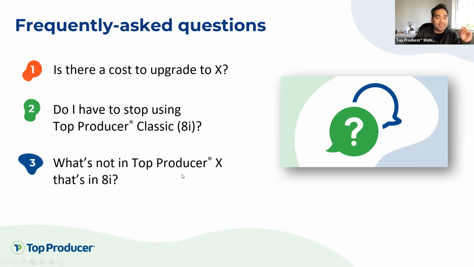What's not in X that's in 8i, as I mentioned earlier, is print media marketing, like labels, envelopes, stuff like that. It's not in TPX. I don't have a comprehensive list for you guys, but another one is the income and expense tracker. That's not in TPX. But again, the good thing is we're not getting rid of 8i. So you can keep using that how you already know how to use it in your 8i, and for all the brand new stuff, you can use TPX.